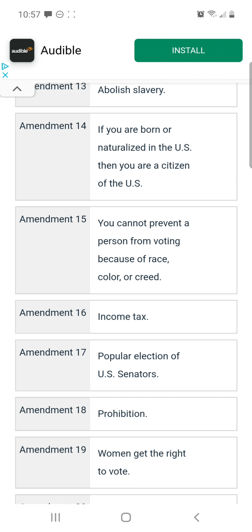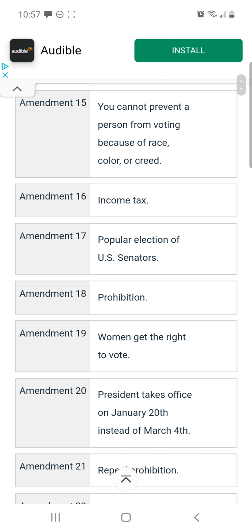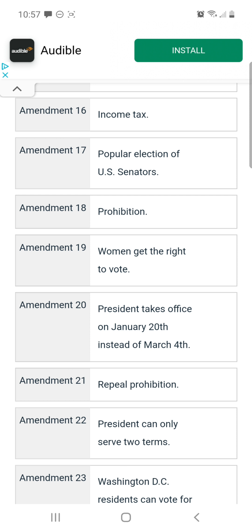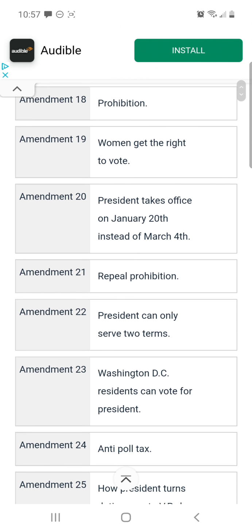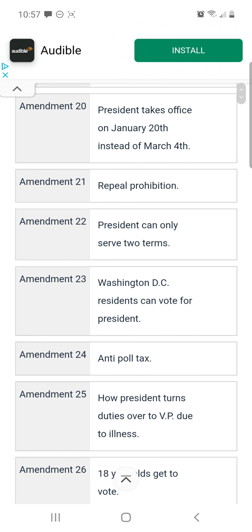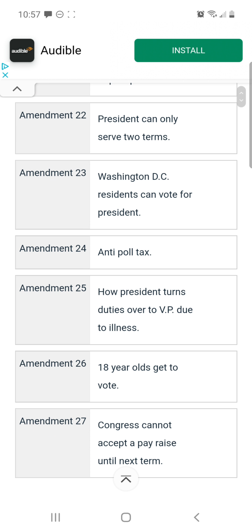14, if you are born or naturalized in the U.S., then you are a citizen of the U.S. 15, you cannot prevent a person from voting because of race, color, or creed. 16, income tax. 17, popular election of U.S. senators. 18, prohibition, liquor. 19, women get the right to vote. 20, president takes office on January 20th instead of March 4th. 21, repeal of prohibition. 22, president can only serve 2 terms. 23, Washington, D.C. residents can vote for president.